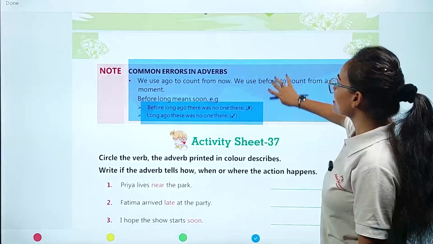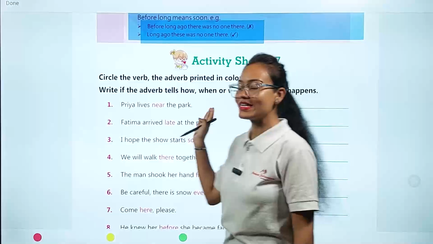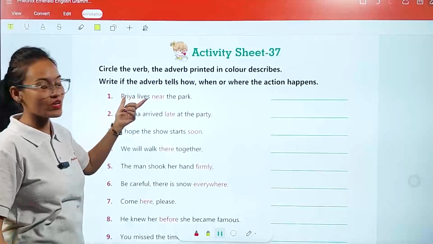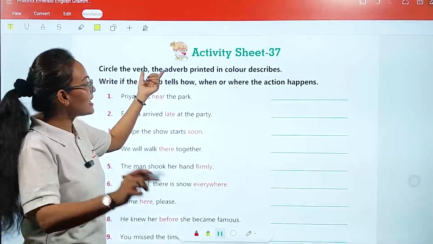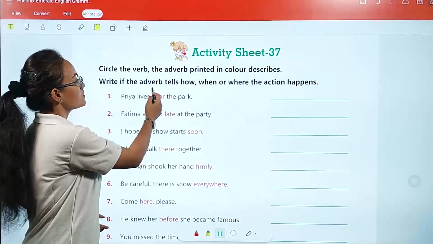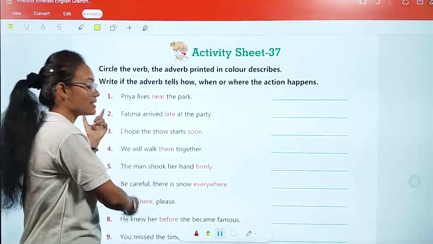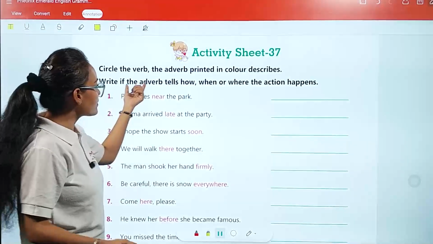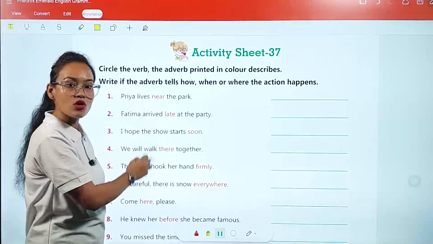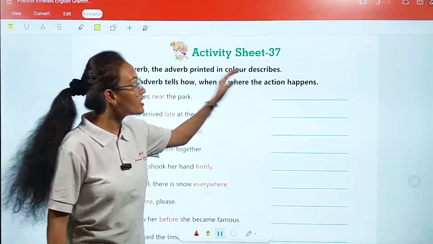So my dear students, this is all about our adverbs. Now come with me and let's complete activity sheet number 37, which is based on adverbs and their types. Here we have to circle the verb, and the adverb is printed in pink color. Then write whether the adverb tells how, when or where the action happened. According to that, we write how that action is performed, when that action is performed, or where that action is performed.